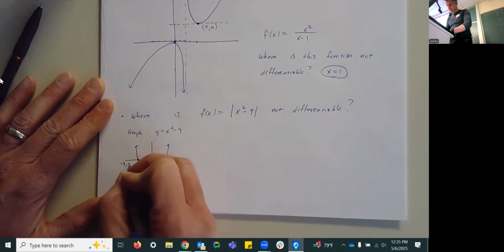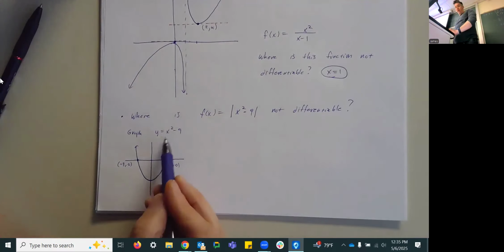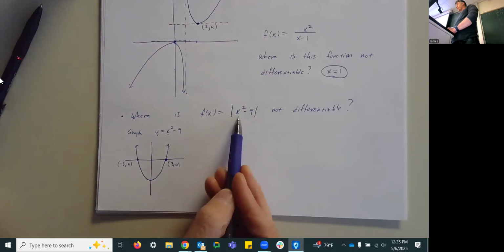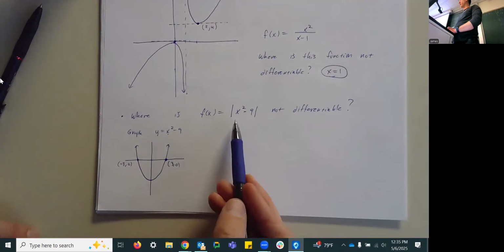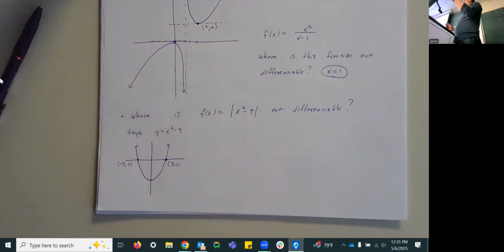Now, the problem with this graph compared to the graph we actually need is that an absolute value of some stuff should always give you non-negative outputs. So when I plug in 0 for x here, I get 0 squared minus 9, which is negative 9. When I plug in 0 into the absolute value, I get the absolute value of negative 9, which is positive 9. The way we make this graph happen without doing too much work is we take the part that's below the x-axis with negative y values, and we flip it over the x-axis.